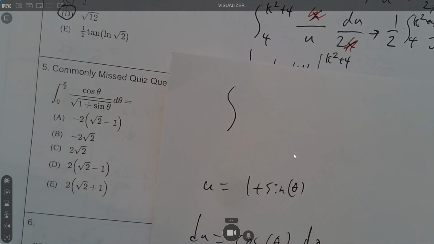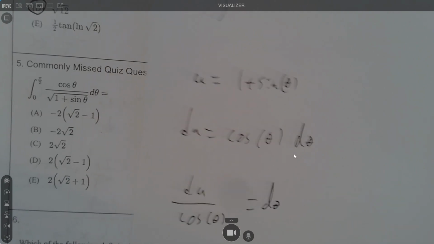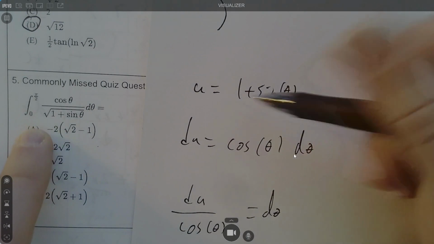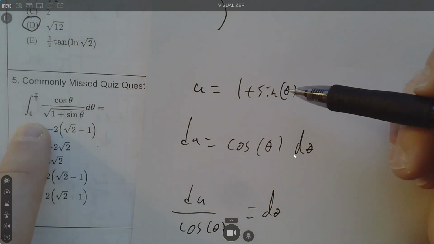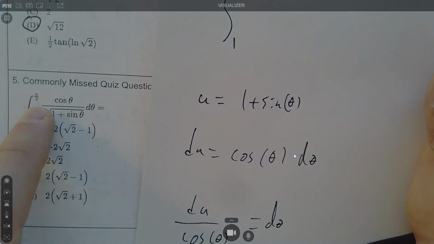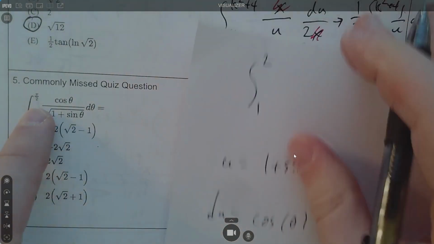And theta is just like x. Just want to make sure that's clear. D theta is just like x. So when you plug this in, we're going to plug this into our u. So 1 plus sine 0. Well, sine 0 is just 0, so that's just 1. Sine pi over 2 is 1, so 1 plus 1 is 2 up top.